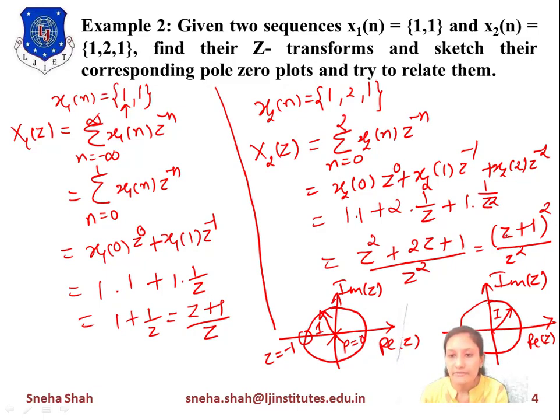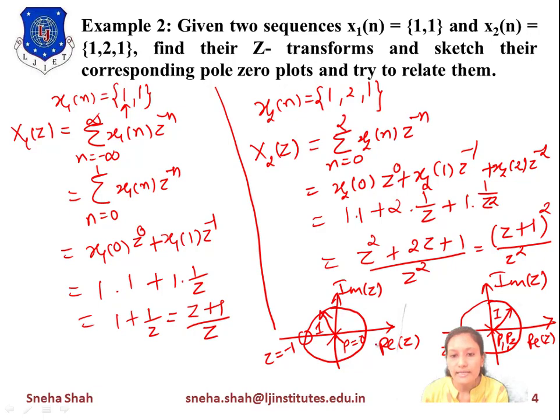Similarly, in this one we will find z plus 1 whole square. Whole square means there are two zeros, z1 and z2, located at minus 1. Similarly, the poles are z square, which means there are two poles, p1 and p2, both located at the origin. Now we have to relate these two terms.